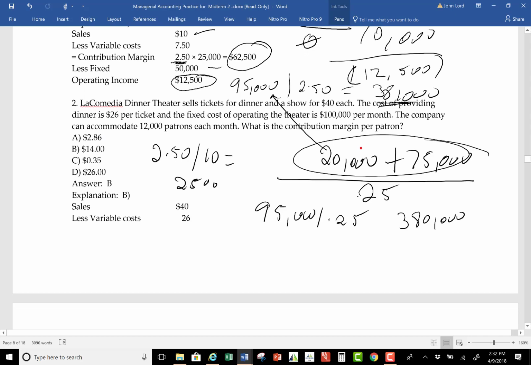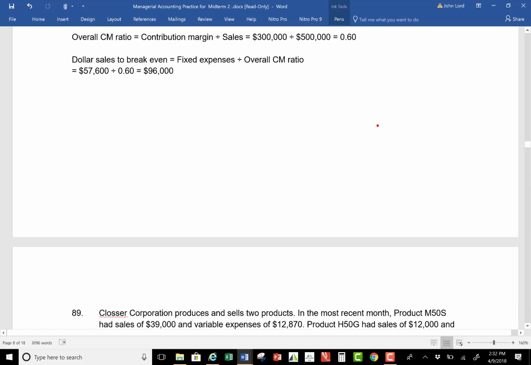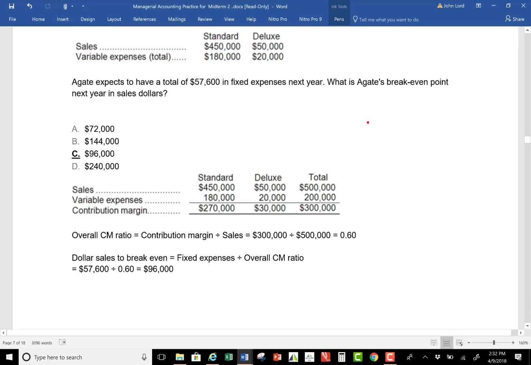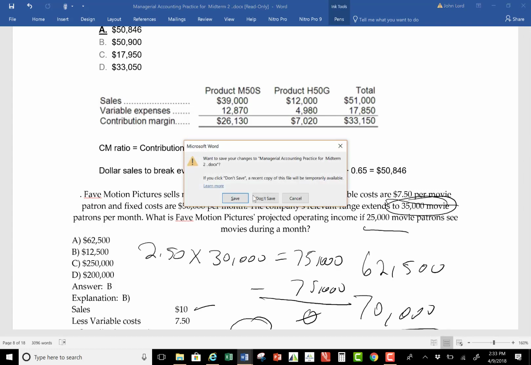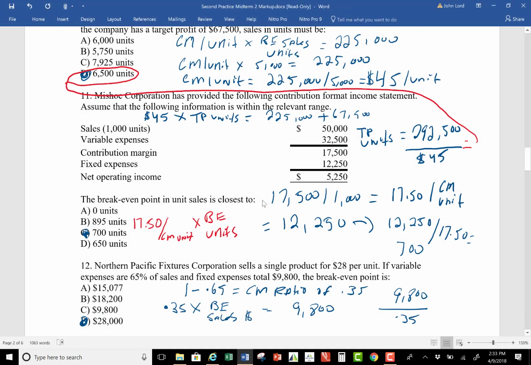Should I spin the wheel, see where it ends up? Number 2? Okay. You want me to spin the wheel on this one?